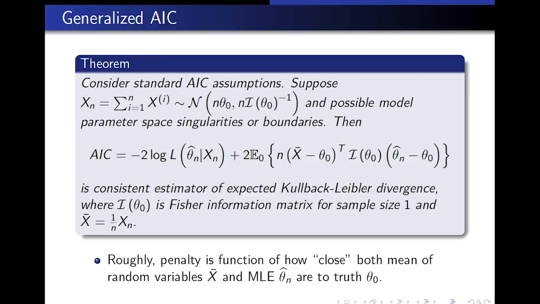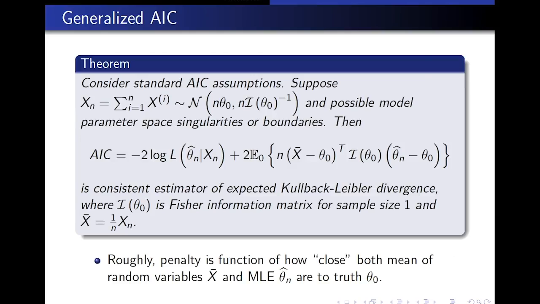We assume that our random variables, or data, which we denote x subscript n, are normally distributed under the central limit theorem. Then the penalty term is an expectation under the truth, E0, involving the sample size n, the mean of the random variables x bar, the true parameter value theta naught, the MLE theta hat n, and the Fisher information matrix evaluated at the true parameter point theta naught, I of theta naught.